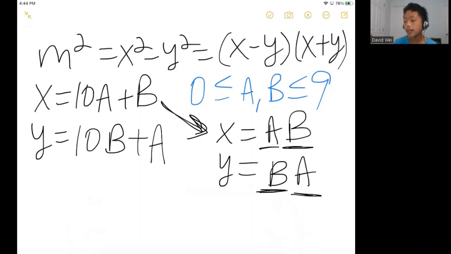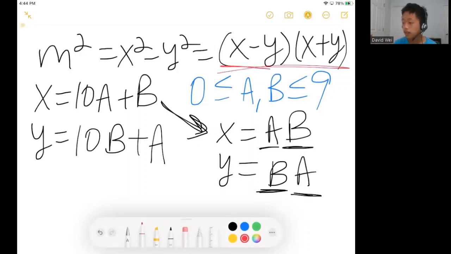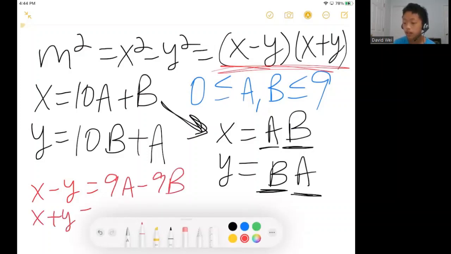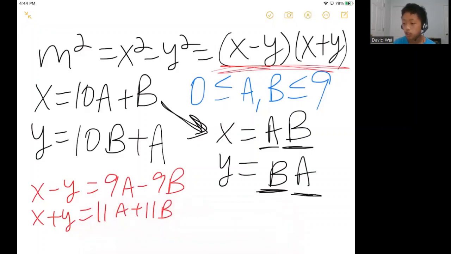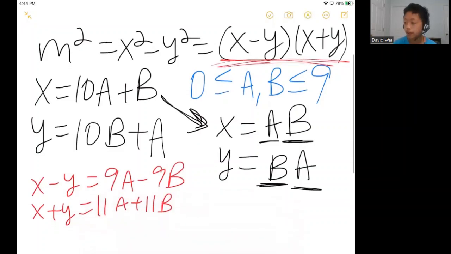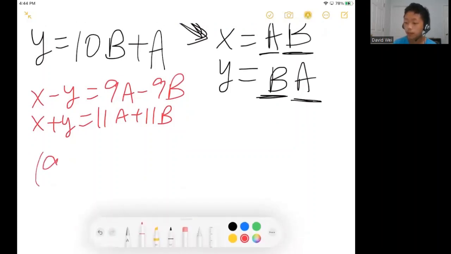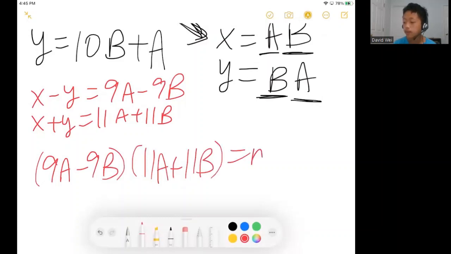So we have x squared minus y squared, which is x minus y times x plus y. For x minus y, we have 10a plus b minus 10b plus a. If you do the subtraction, that gives you 9a minus 9b. If you do the addition, x plus y, you get 11a plus 11b. We're given that when you multiply them, you get m squared. So we do 9a minus 9b times 11a plus 11b, and this has to equal m squared.